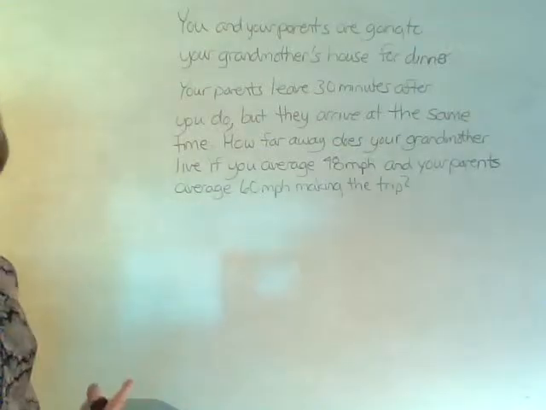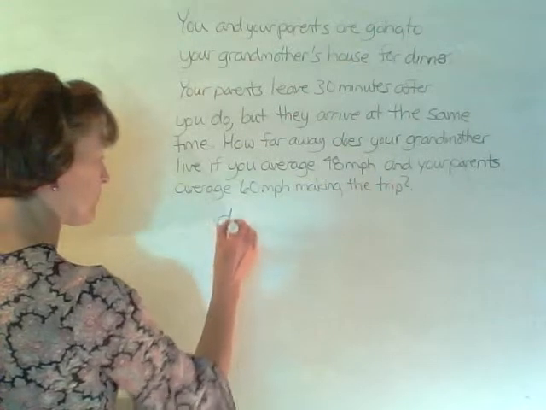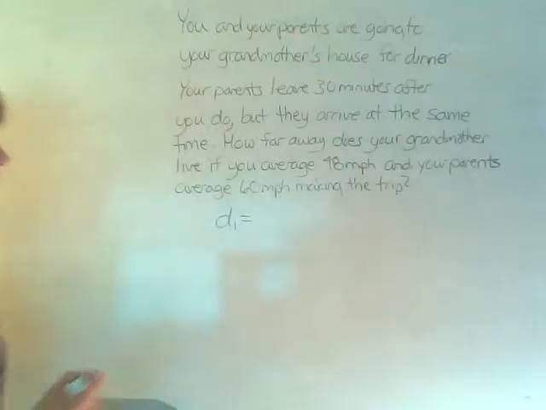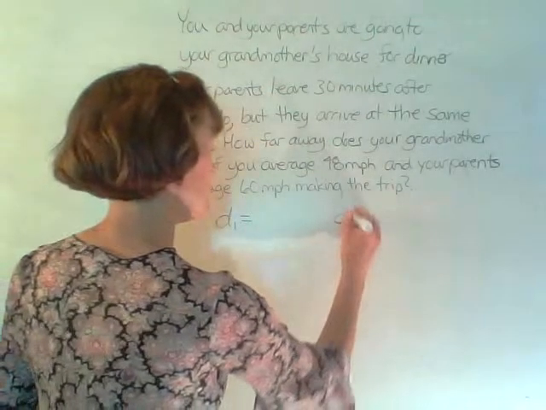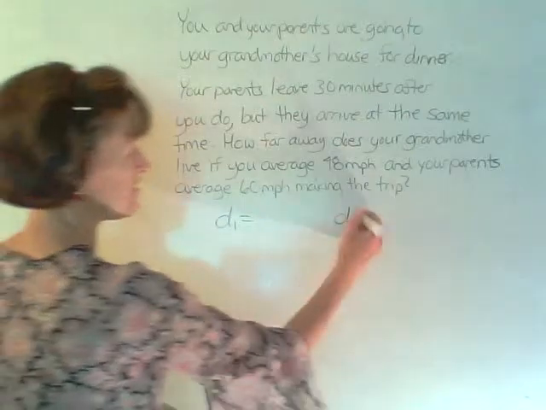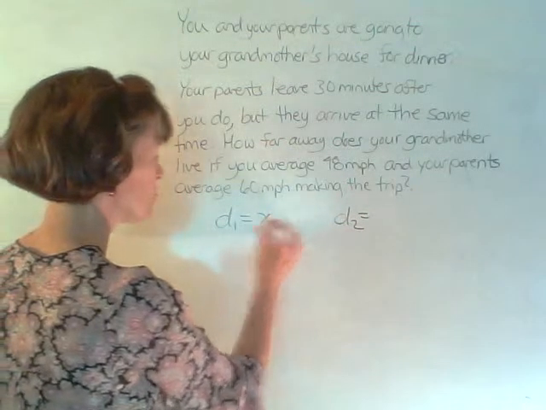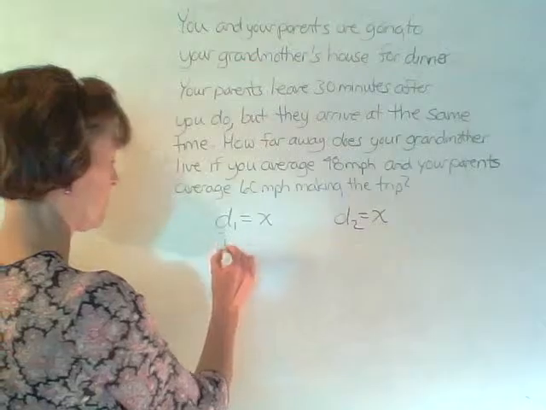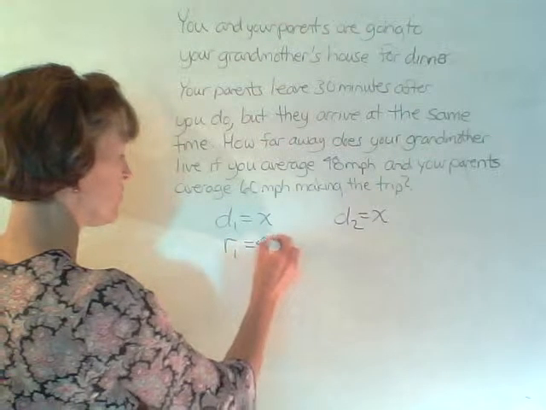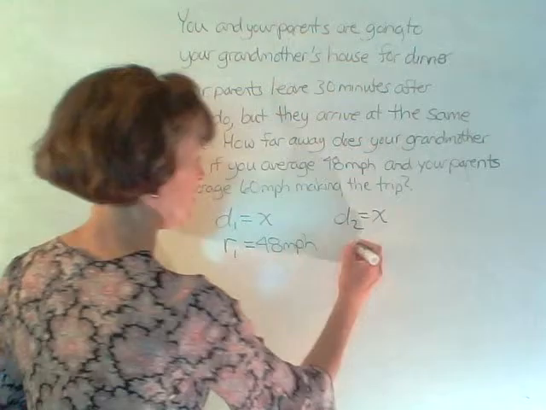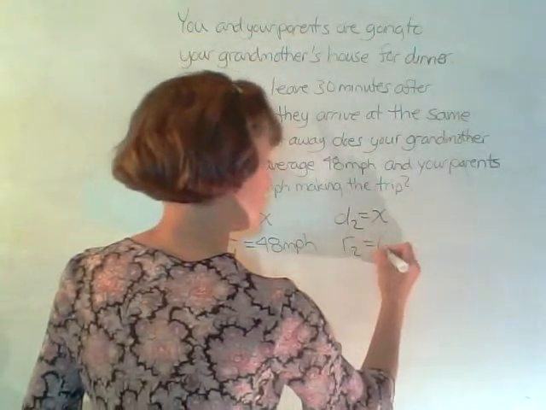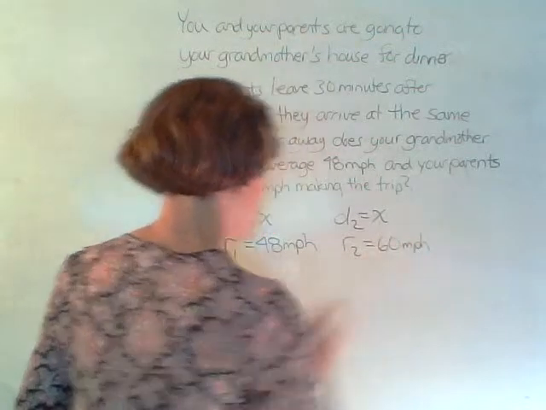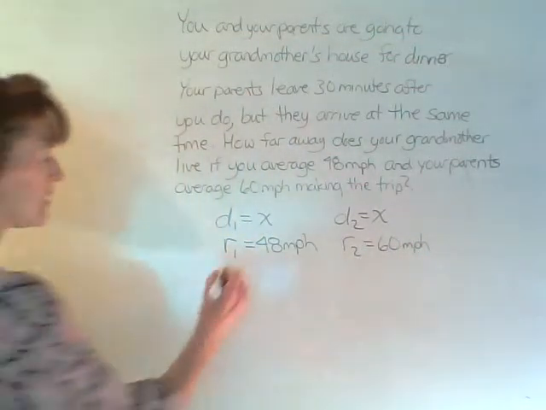All right, when we go to define our variables to set the problem up, one thing that we can see in the problem is that you both leave from the same location and you both arrive at the same location. So your distance and your parents' distance is the same, and we don't know what that distance is, so we'll just let x represent that distance. Now you are traveling at 48 miles per hour. Your parents, maybe because the traffic isn't so bad when they get to leave, can travel an average of 60 miles per hour. This is an average speed, all right?